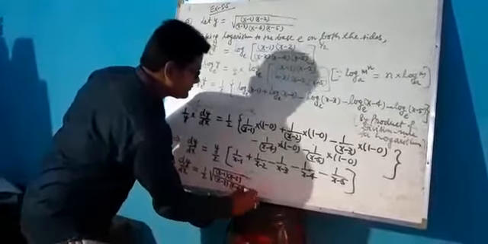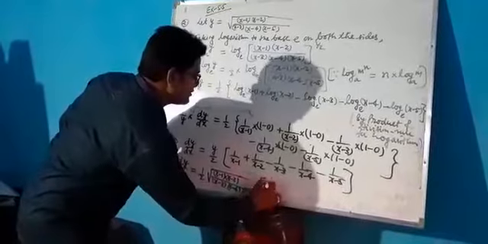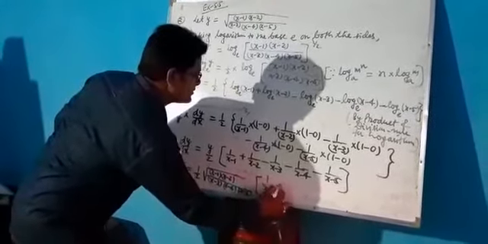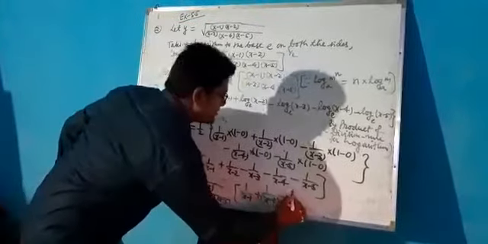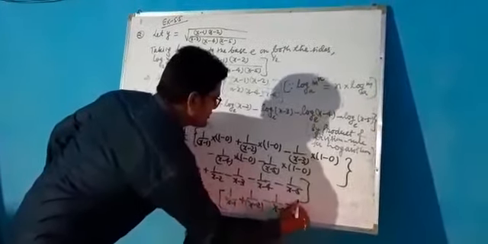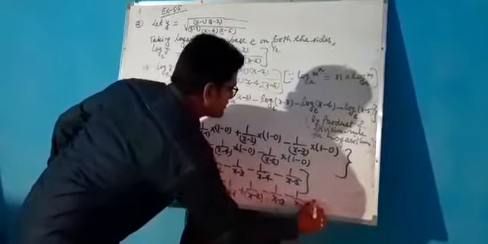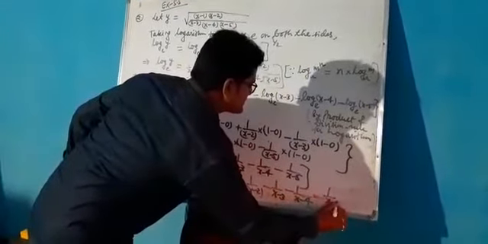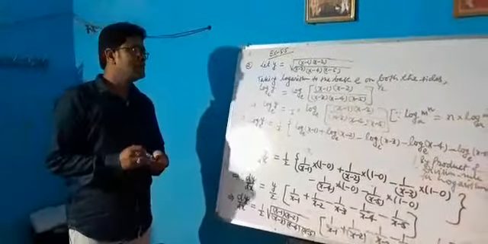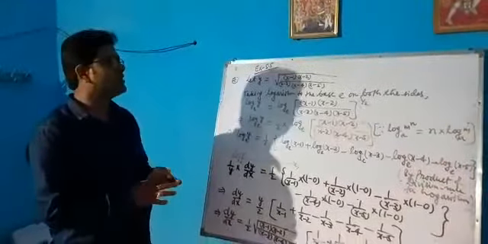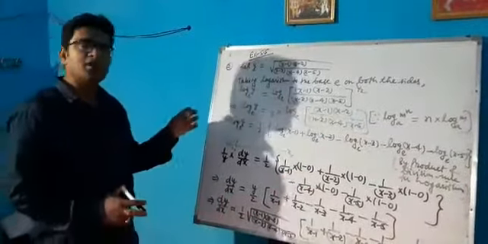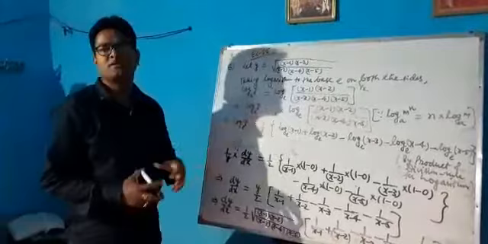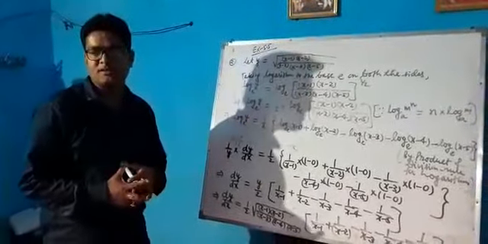Then this one, 1 by x minus 1, 1 by x minus 2, minus 1 by x minus 3, 1 by x minus 4, minus 1 by x minus 5. So this is your final derivative. If this question comes in the exam, take care. You have to write these reasons also, because this reason can give you marks and can cut your marks also if you are getting full marks.